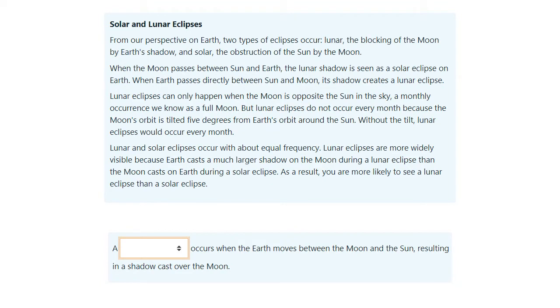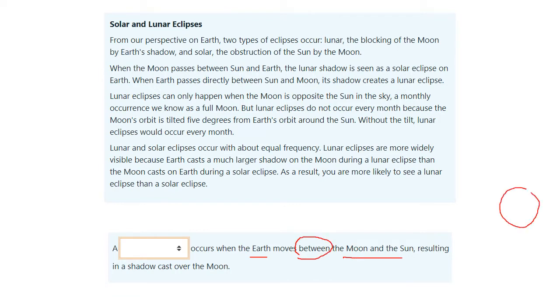Question 1. What occurs when the Earth moves between the moon and the sun, resulting in a shadow cast over the moon? The two options were a solar eclipse and a lunar eclipse. So let's think about what we have in the question. The Earth goes in between the moon and the sun.